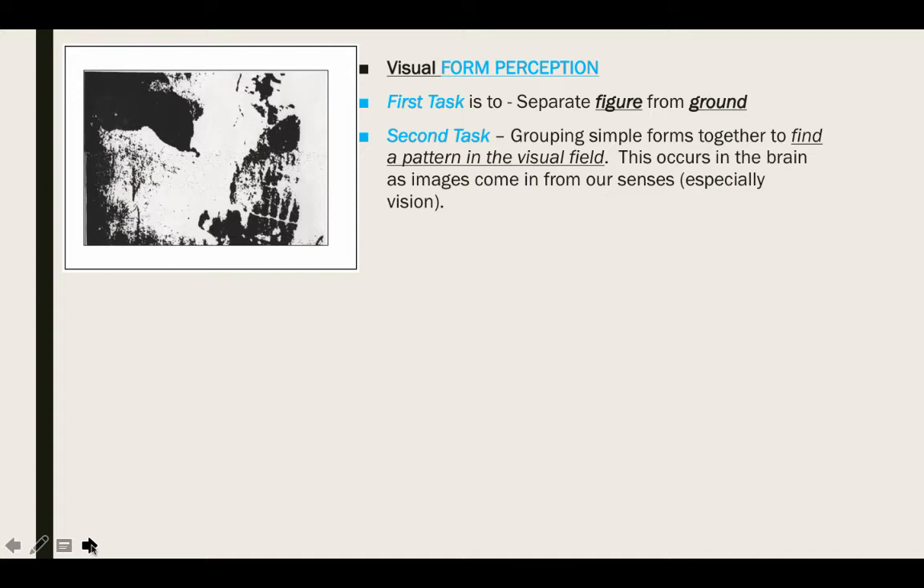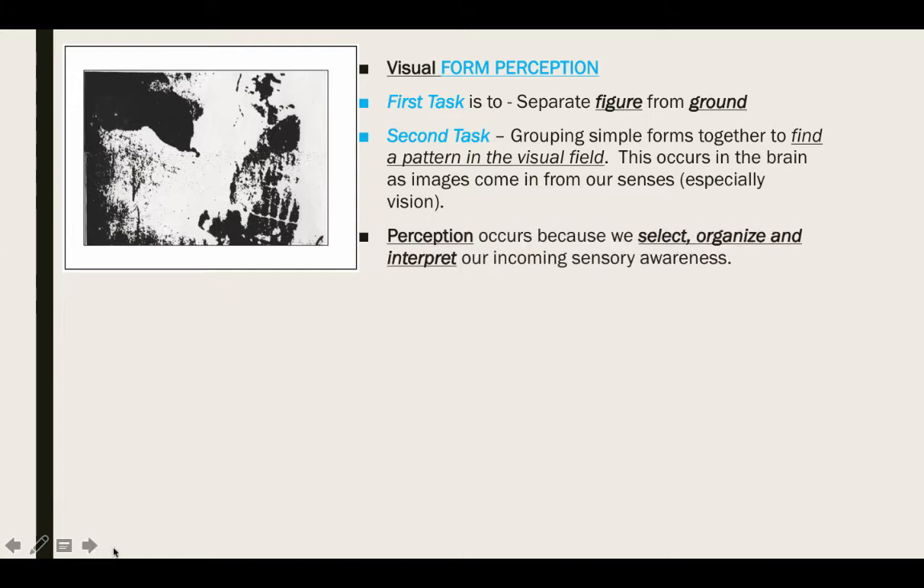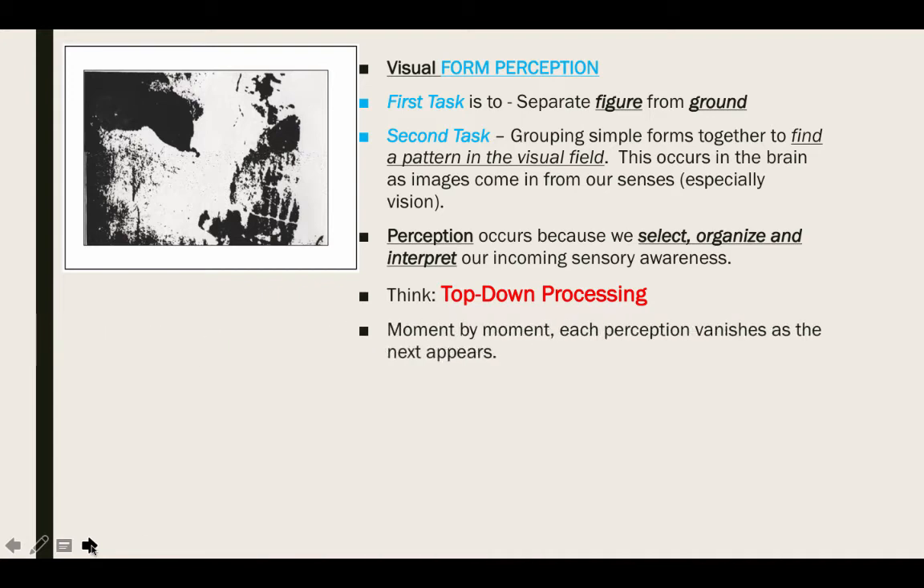The second task, after we pull a figure out, is grouping simple forms together. We have to find patterns in the visual field. This occurs in our brain, in our visual cortex, as images come from our senses, vision especially. Perception occurs, remember, when we're selecting information, then we organize the form, and then we interpret it somehow meaningfully. When we can't do that, it's confusing. If you can't do that in this image here, you may be having some perceptual problems because you can't pull out a figure and compare it to something you already know. So think about top-down processing here, and this occurs moment by moment. Many times each moment we are processing our perception.